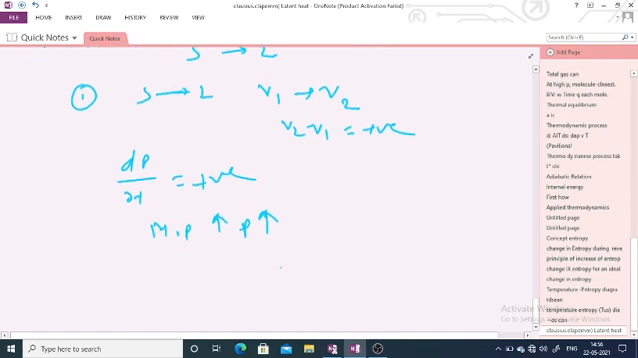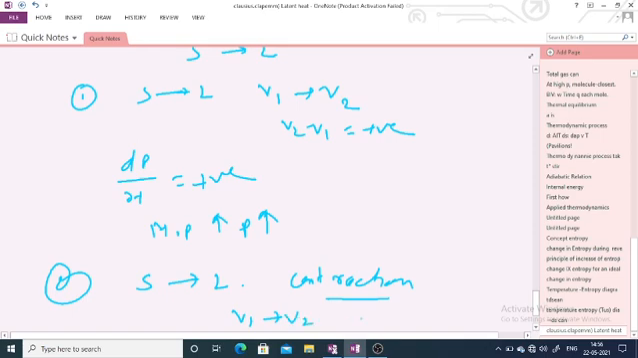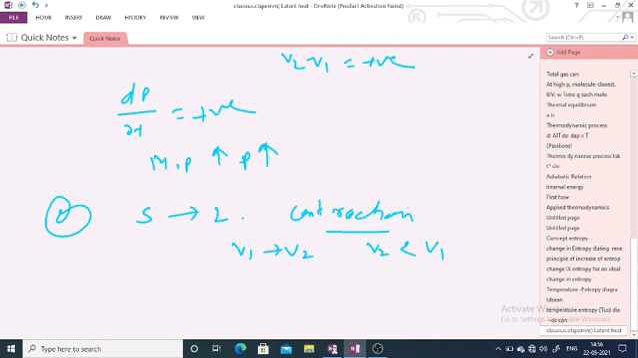As well as the gas process should be remembered. And in the second case, if the substance is converted into the liquid state and contraction takes place, then your volume changes from V1 to V2, but in this case V2 is less than V1. So your V2 minus V1 is negative, so your dP upon dT is negative.